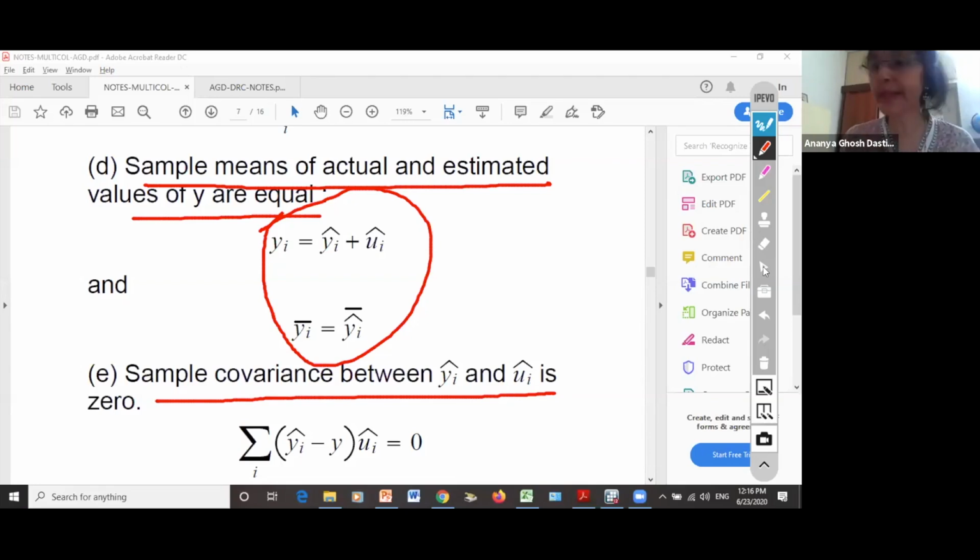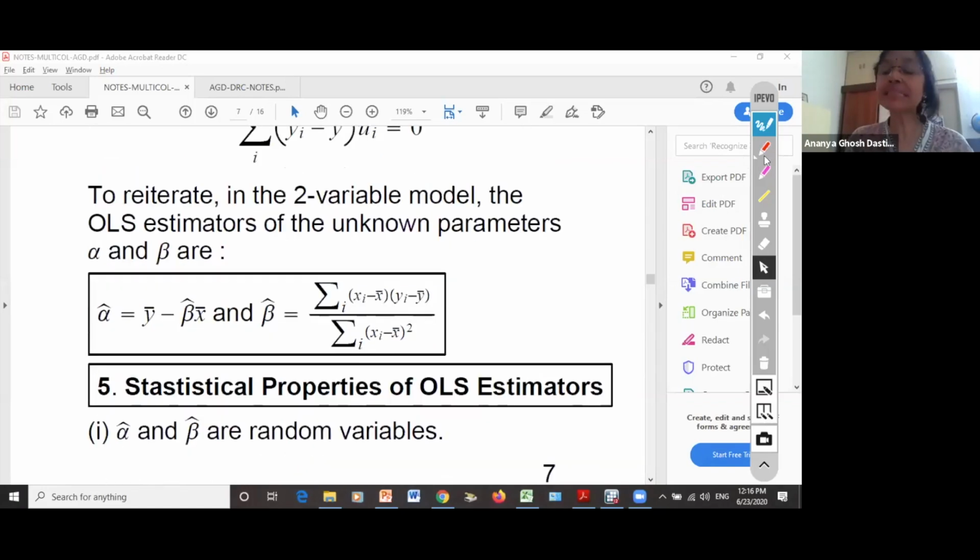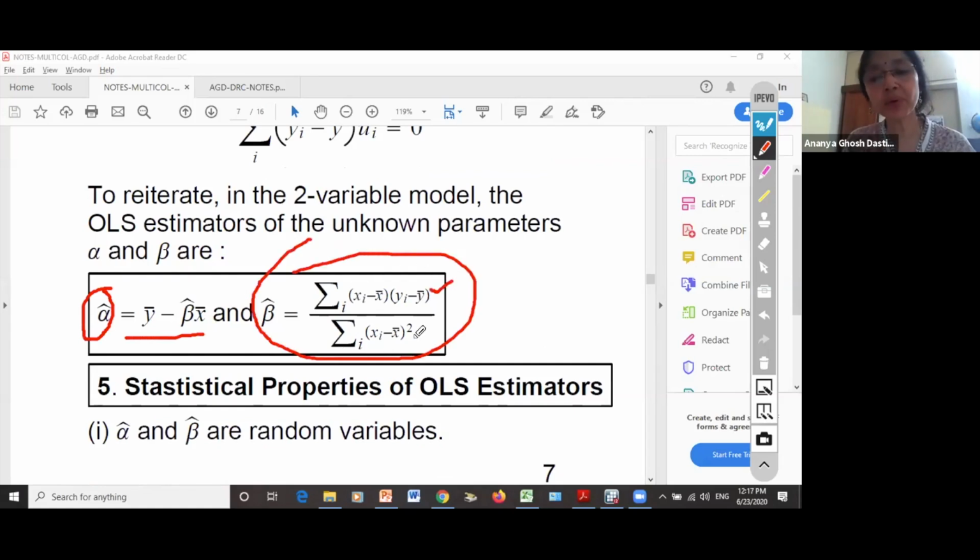Okay, all right. Now, what are we going to do? We are now going to look at some of the statistical properties of the estimators. So here they are. Here are our estimators: alpha hat, which is y bar minus beta hat x bar, and beta hat, which is the covariance of x and y upon the variance of x. These have certain statistical properties which flow from the fact that alpha hat and beta hat are random variables.